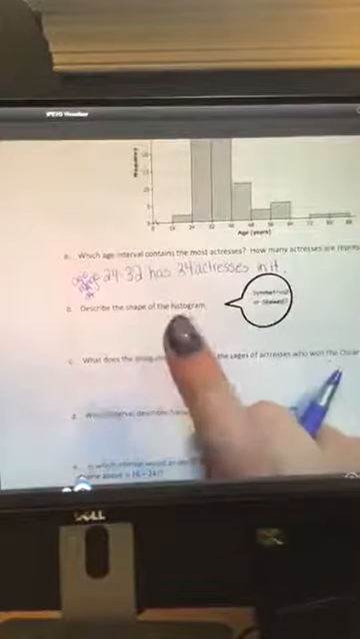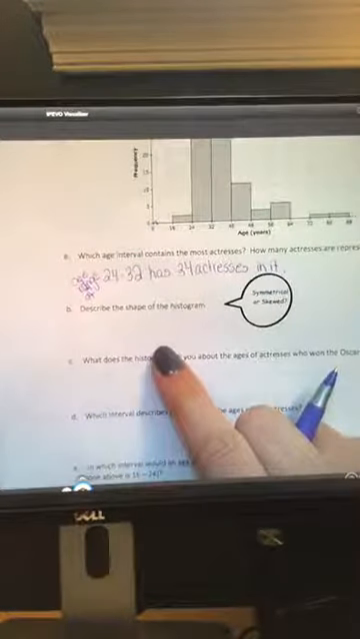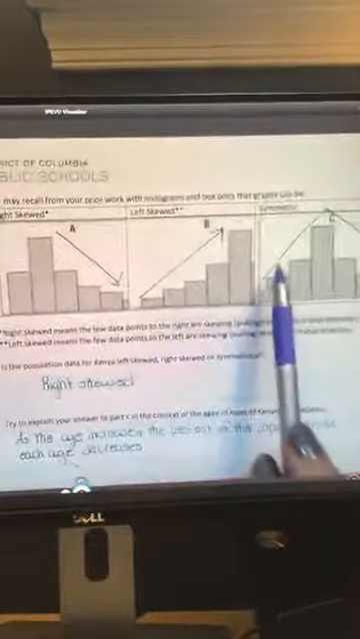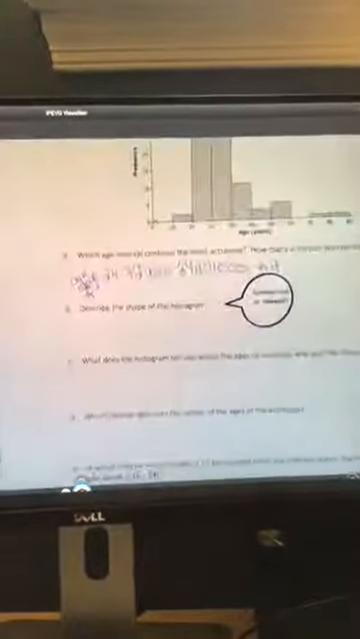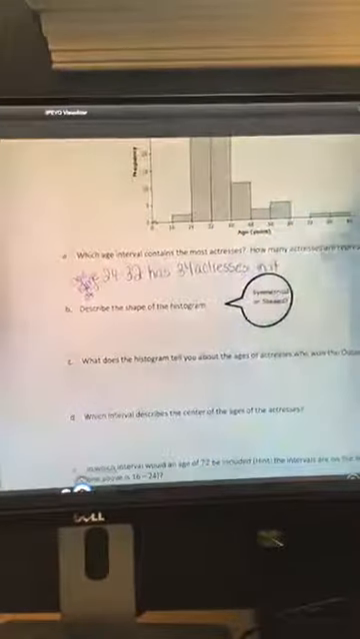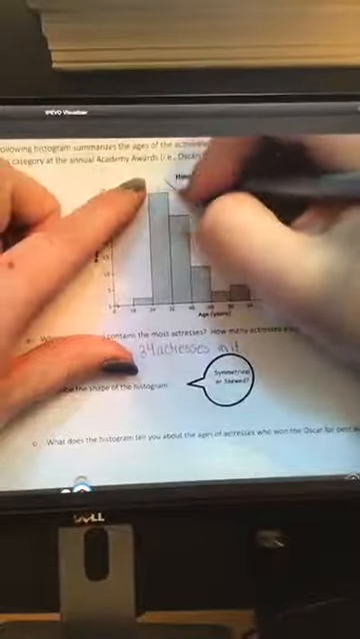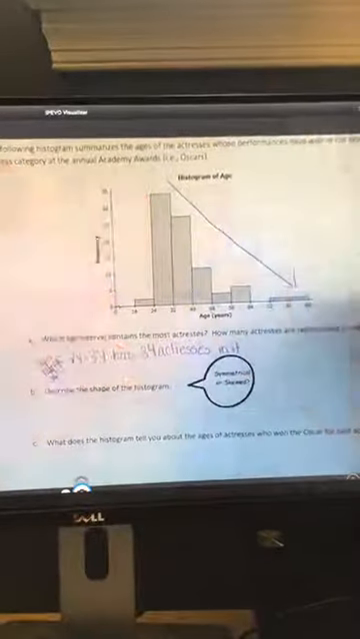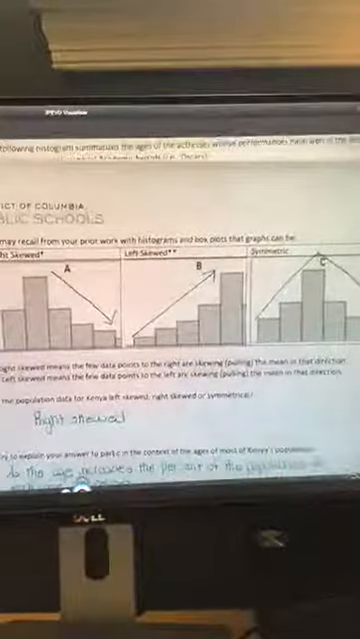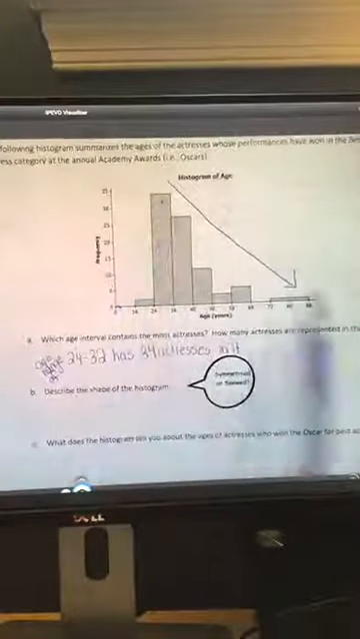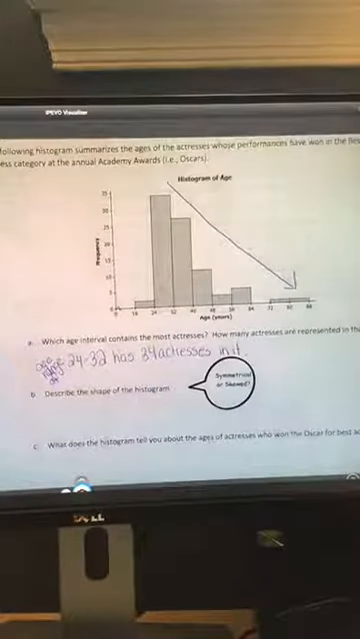All right, so question B says describe the shape of the histogram. So remember, we're talking about, is it right skewed, left skewed, or symmetric? Okay, so when you look at your histogram, I see that I start high, then I go low. So would that be right, left, or symmetric? Drop it in the comments. Would it be right, left, or symmetric if we start high, go low?